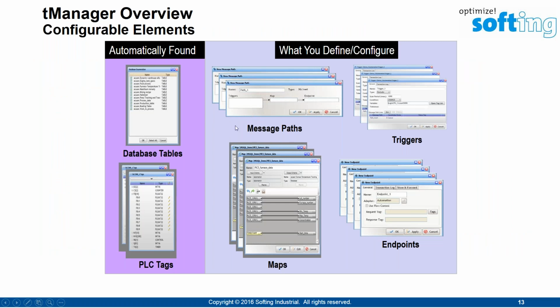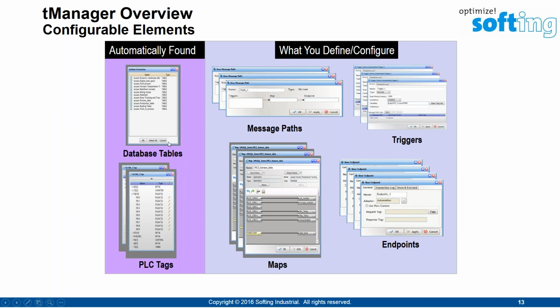The tManager is very easy to configure. The first thing you need to do is establish a connection to a database. So you need to enter the IP address of the host computer. You need to enter the database name and your credentials, username and password. After you do that, the tManager will connect to the database and it will enumerate all the tables available for you: tables, stored procedures, all that. And the PLC tags are automatically enumerated for you, so you don't need to type in anything.